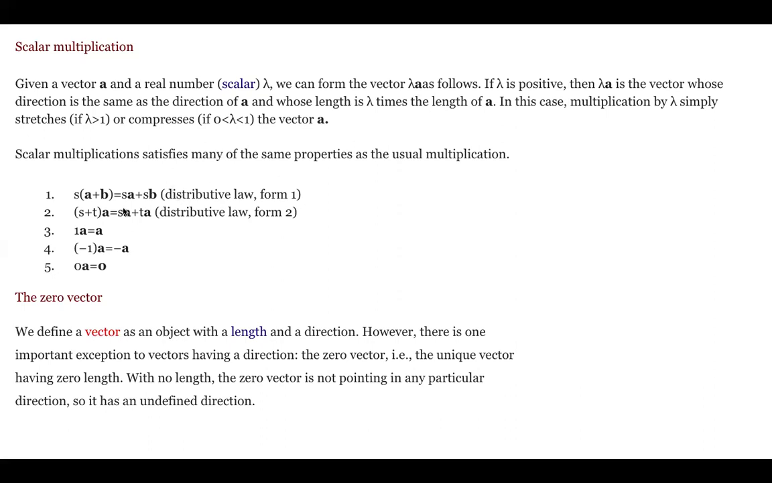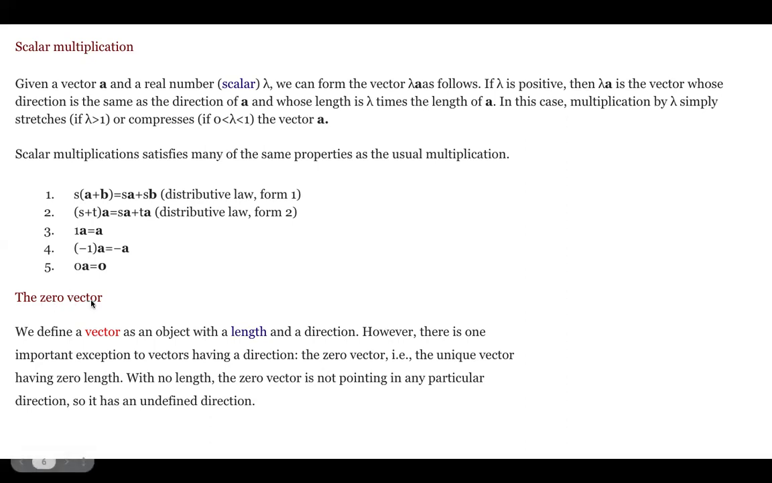Scalar multiplication satisfies the same rules as regular multiplication, like the distributive law: S times (A plus B) is equal to S times A plus S times B. Writing it the other way around, 1 times A is equal to A, minus 1 times A is equal to minus A, and 0 times A is equal to 0. The same properties that apply to regular algebraic equations apply to vectors too.